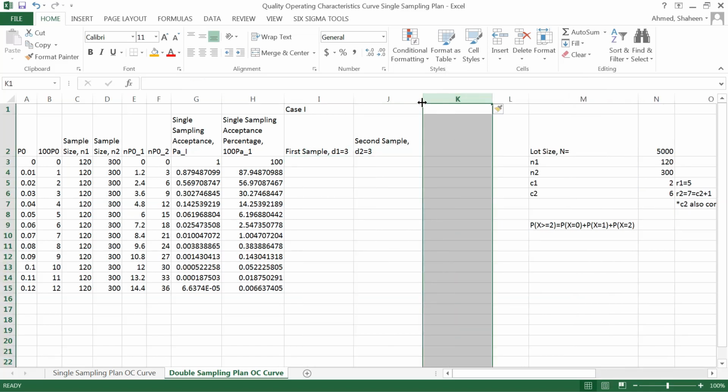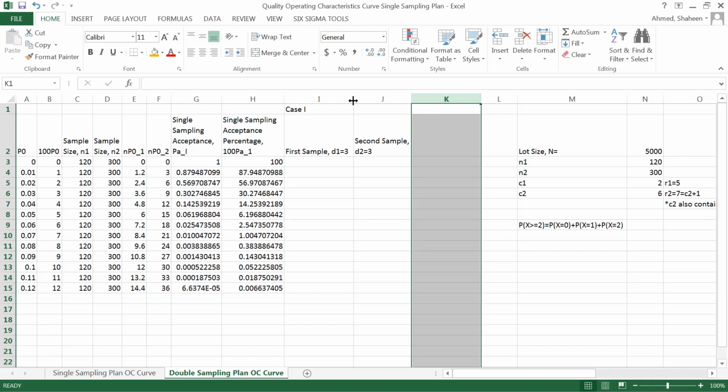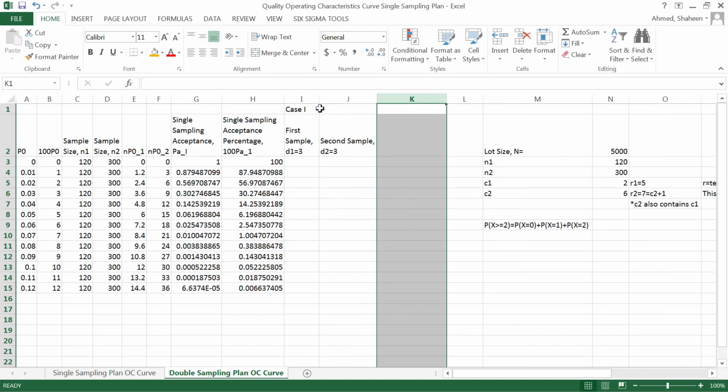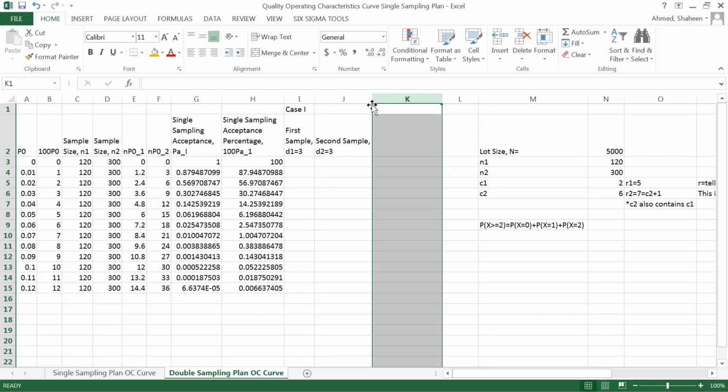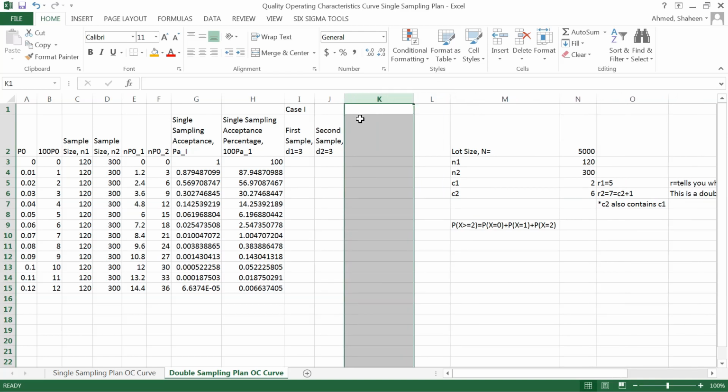Now Case 2. Let me close this a little bit, like that. It's going to look nicer like this.